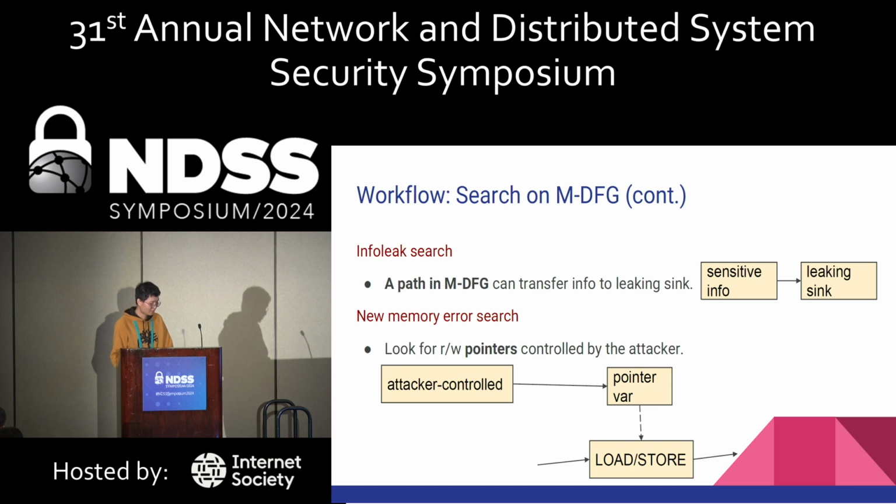When we search for Infoleak paths, we are looking for a path like this. The source is sensitive information, and the sink is some leaking sink like copy_to_user. When you search for a new memory error, you're searching for a path from an attacker-controlled value to some pointer. And this pointer will be used as the address of a later store.